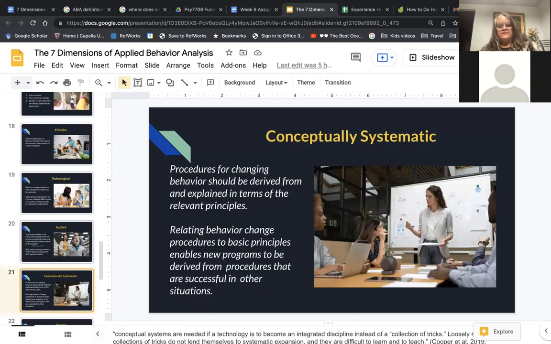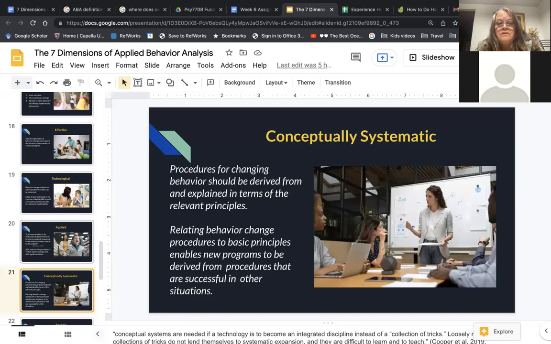Now, conceptually systematic. One reason that we have that section about all the philosophy of science is because we need to understand what the concepts of applied behavior analysis are so that we can be systematic and consistent. So what this means is that the procedures that we use for changing behavior are derived from and explained in terms of the relevant principles.